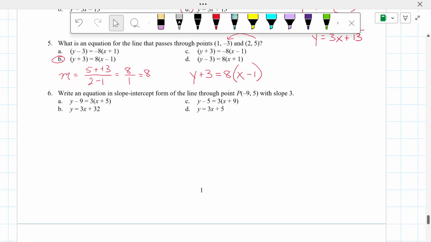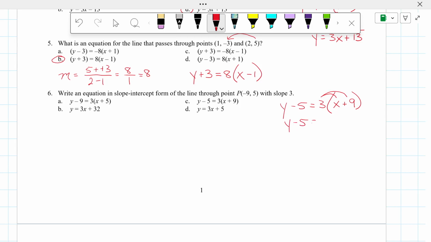Problem number 6, write an equation in slope-intercept form of a line through the point with the slope. So again, you're going to write it in point-slope form first, distribute the slope, and solve for y. So let's see. We're going to go the letter y and the opposite of the y given equal to the slope, left parenthesis, letter x, and opposite of the x given. We're going to distribute the slope.